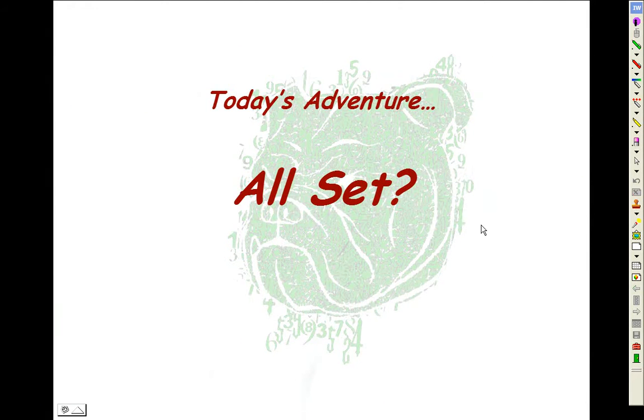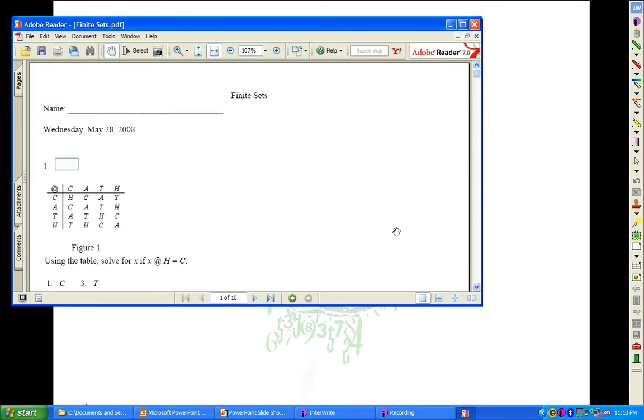Today's adventure, all set. Today what we're going to do is take a look at finite sets, which are these chart things, as well as other sets and set notation. So if you take a moment and go to your School Island folder and pick up the assignment entitled Finite Sets.